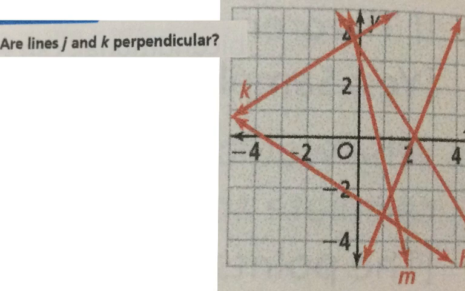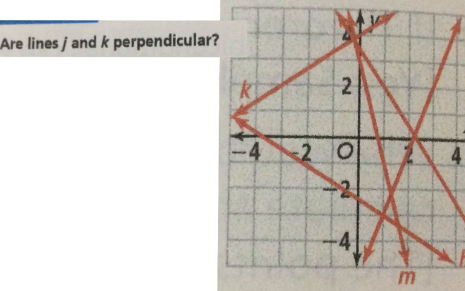So how much did I go up? I went up 1, 2, 3. Left 2, so it's -2. So the slope of J is -3/2. If they are going to be perpendicular, what does K's slope have to be? Positive 2/3. Right? Opposite reciprocal. So if K is 2/3, then they are perpendicular.